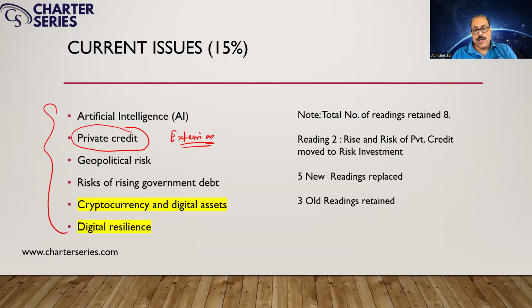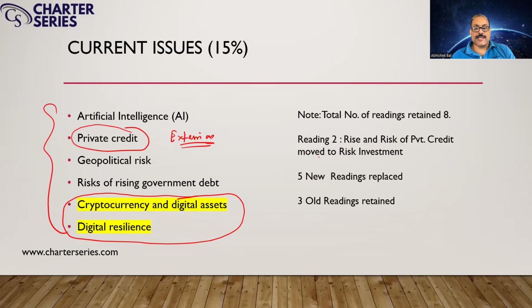your private credit, then you have distributed ledger transactions, artificial intelligence. These are the new flavor of GARP. These are the new sources of risk that GARP would like to cover, and there are seminal papers which GARP has actually referred to in designing the curriculum. These are the two topic areas which have been introduced as something new: cryptocurrency and digital assets, and digital resilience. Total number of readings have remained 8, as it was in 2025.